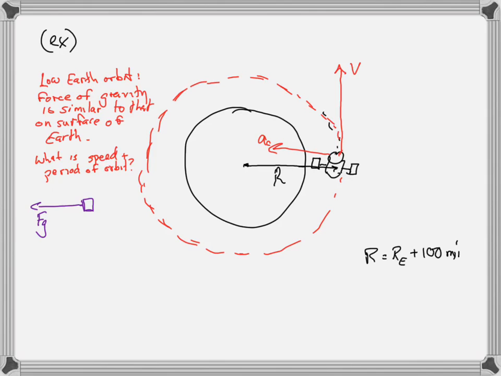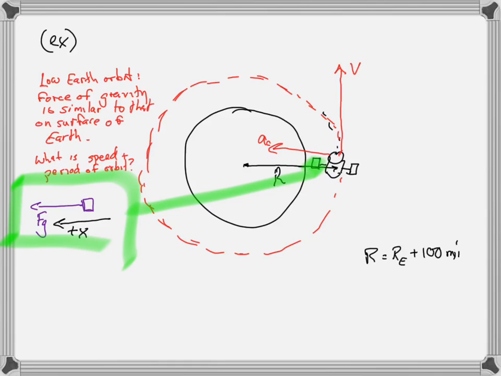Okay, so let's choose our axes. Again, it's a one-dimensional motion problem. It's accelerating towards the center of Earth, so I'm going to call that the plus x direction. Hopefully you understand: the gravitational force is in that direction, and the acceleration is in that direction.